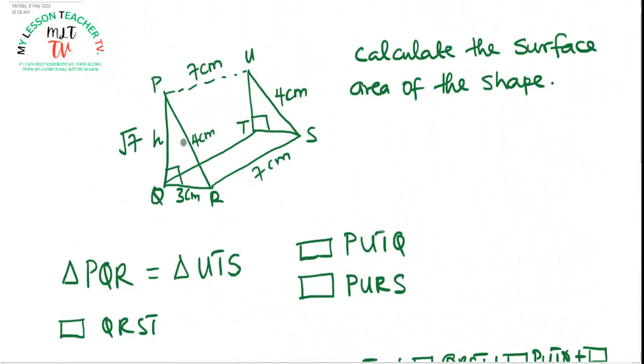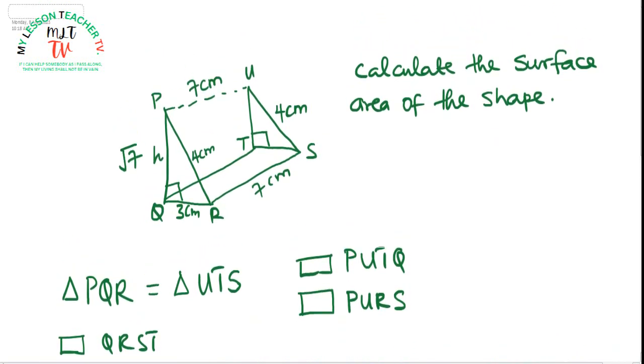Now with this, I can solve for the area of triangle PQR as well as triangle UTS. Once I'm able to get the area of PQR, it's just for me to multiply it by 2 and it gives me that of triangle UTS. Having gotten the height, I can solve for the total surface area of the prism.